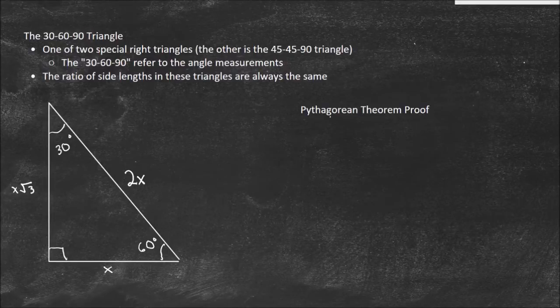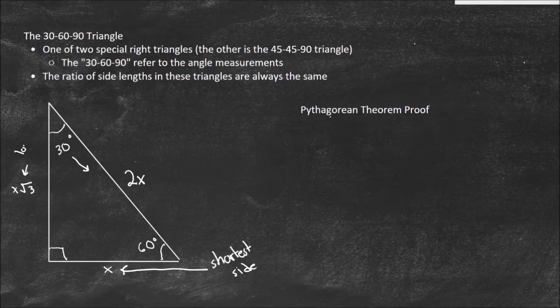So let's take a look at what I mean with this 30, 60, 90 triangle. The side lengths are represented by x times certain variables. We have square root of 3 and 2, and x represents the shortest side. It's important to note that this is always going to be the side opposite the 30-degree angle, because the smallest angle corresponds to the smallest side.